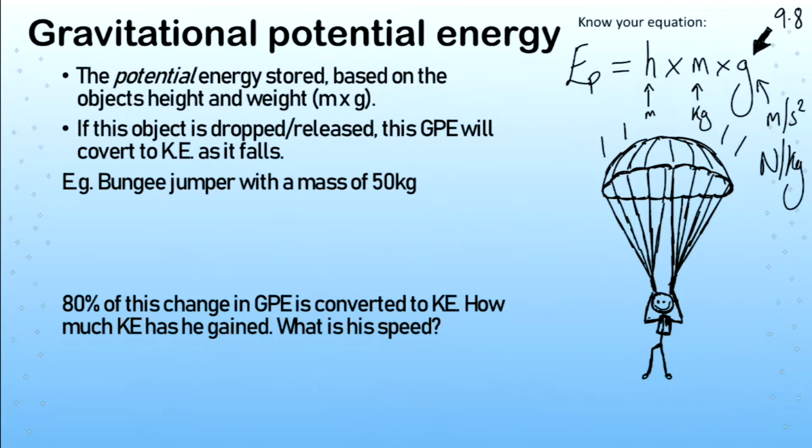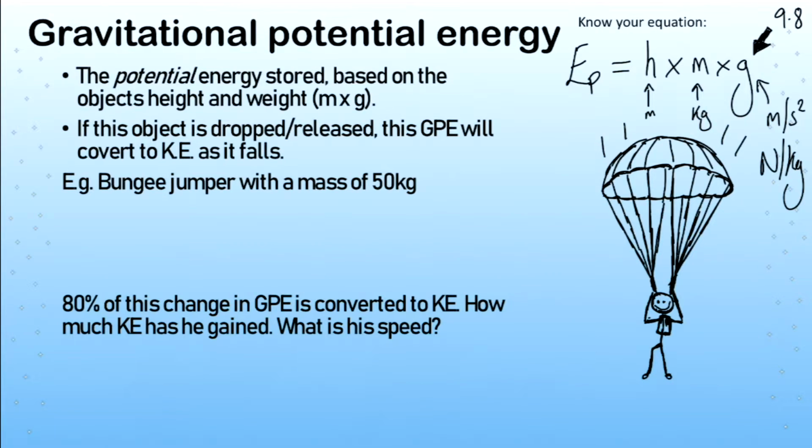So if this object is dropped or released, this gravitational potential energy will convert to kinetic energy as it falls. Now bear in mind, gravitational potential energy is something you gain as you move away from the centre of the gravity of the object. So everything has GPE on Earth's surface, but we're looking here for the change in height. So as you change its height, how much energy is released as it does so. And as I say, that energy released is dependent on the mass and the field strength.